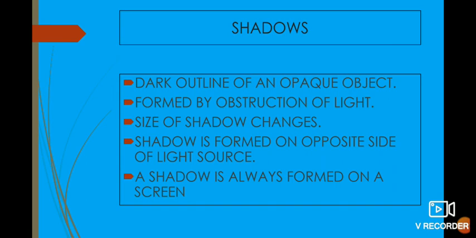Why is it formed? It is formed due to the obstruction of light, because light cannot pass through it. It is being obstructed, it is being stopped. That is why a shadow is formed.